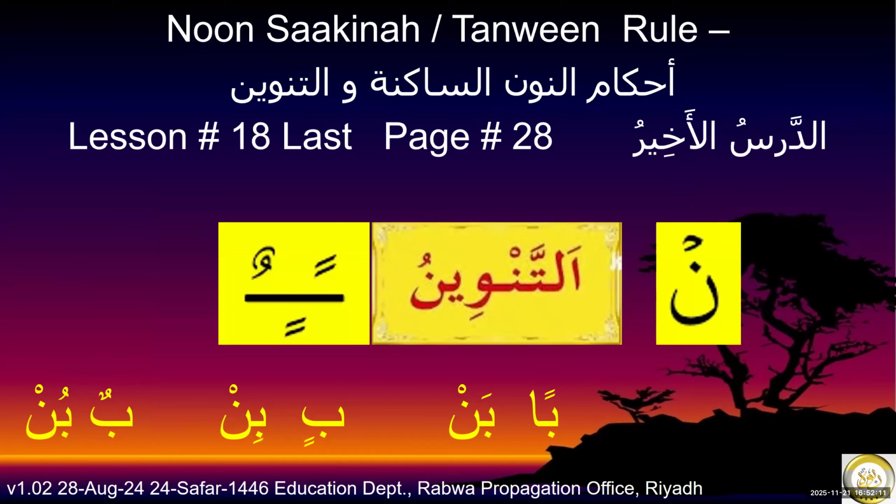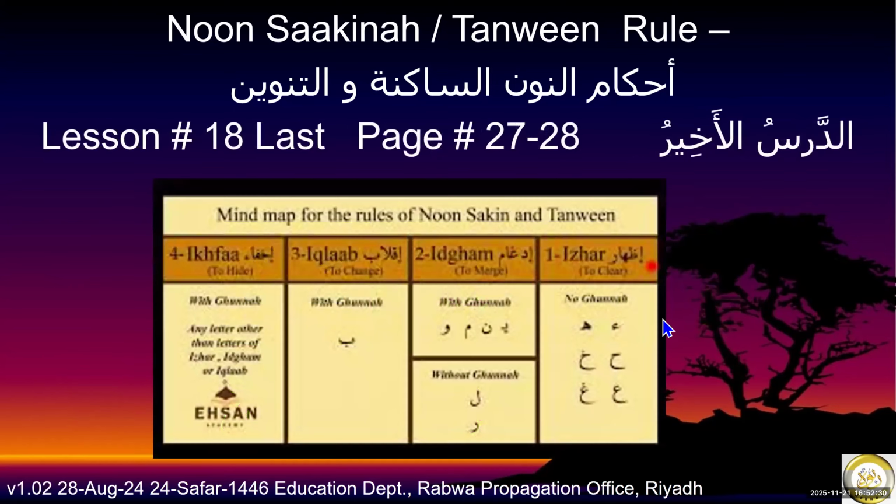Whenever you see tanween or noon sakina, tanween means fathatain, kasratain, dammatain, and noon with the sukun, or noon without sukun sign, either case. So if you see either of these 4, you have to wait a moment and see which is the following letter. The rule is based on the following letter. This rule has been divided into 4 parts. The first part is izhar.